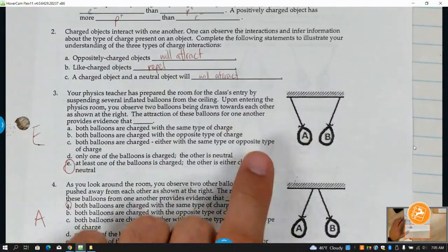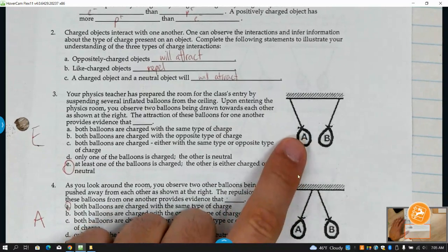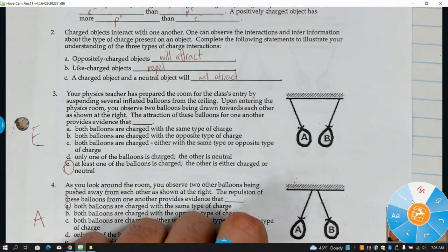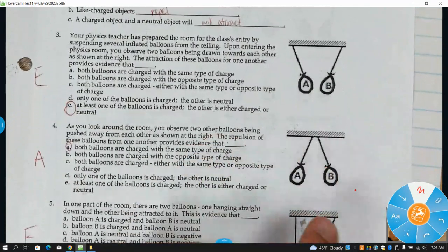So here, the only thing you can tell for certain is that one of them has a charge. You can't say that they're both opposite because we don't know, but if one of them was positive, this could be neutral and they would still attract. This could be negative and they could still attract. We could also say that this is negative and over here is neutral. They would still attract. Or this is negative and over here was positive. They would still attract. So you know that at least one of them is charged and the other has got to be the opposite charge or neutral.